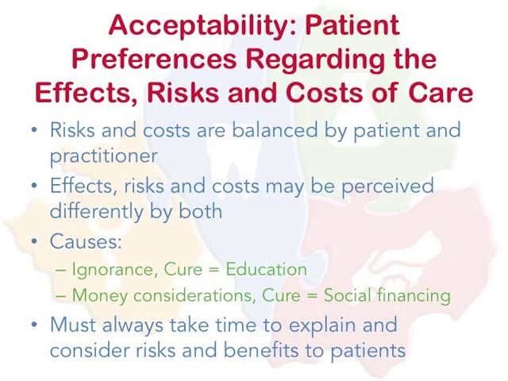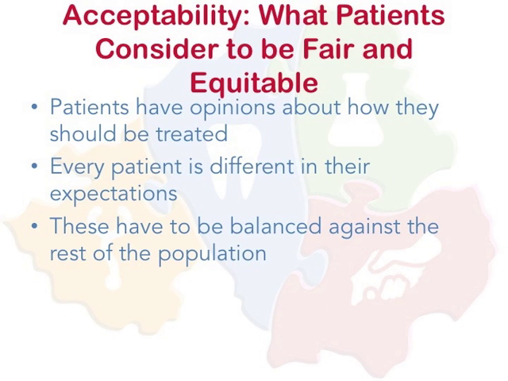So they need to consider that risk, and the practitioner needs to take time to ensure that the patient understands the effect of receiving a positive or negative test, in particular with regard to genetics, which is why there's an importance emphasis on genetic counselling before any genetic tests are provided on the National Health Service. So the final domain of acceptability, the subdomain of acceptability, is what patients consider to be fair and equitable. Patients have opinions about how they should be treated.